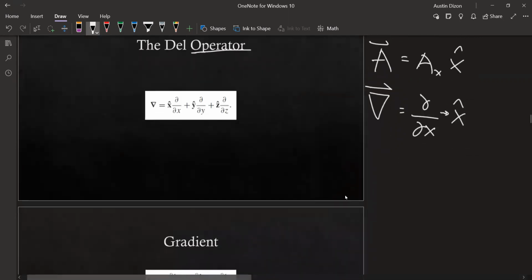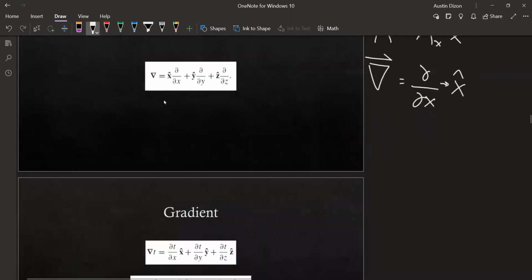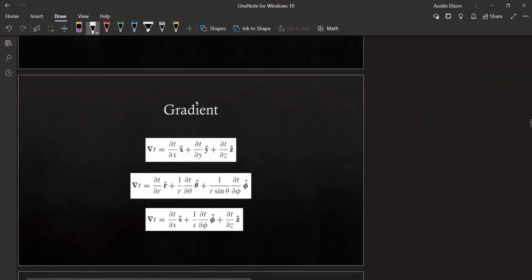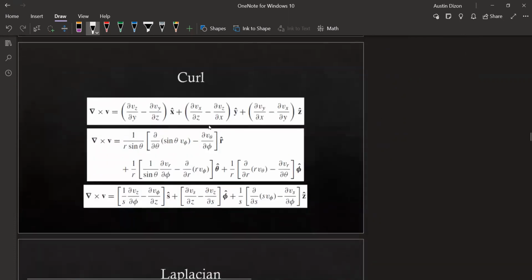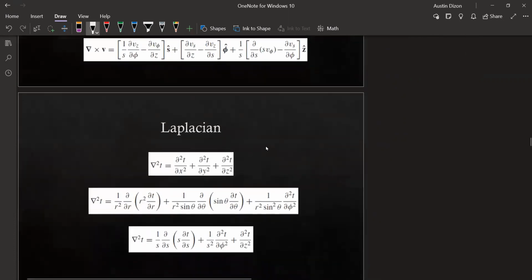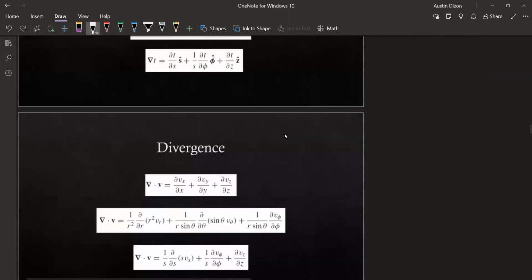Okay, start tayo. Yung application ng del operator, magpo-produce siya ng apat na bagay na may pangalan. Yung una, gradient, divergence, and curl. Tapos yung huli, Laplacian. So yung mga special names ay ayan.